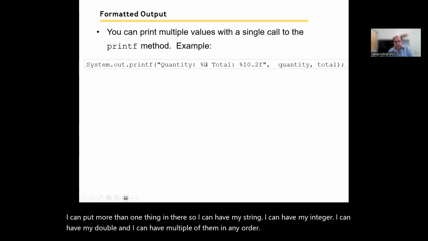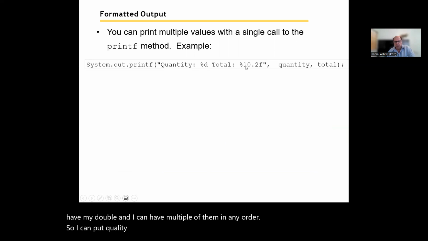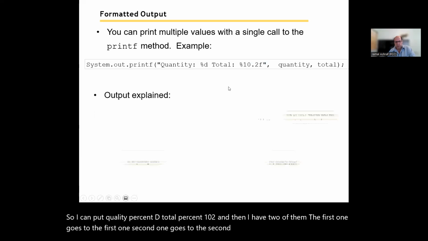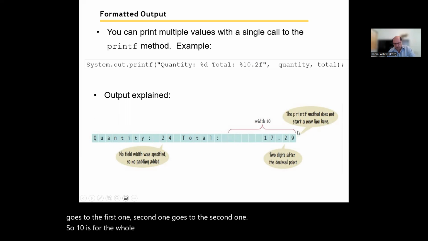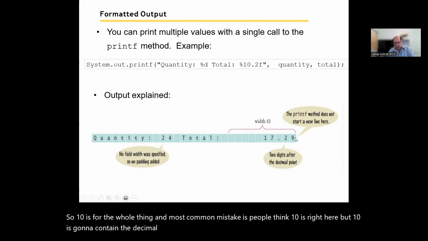So I can put quality %d, total %10.2, and then I have 2 of them. The first one goes to the first one, second one goes to the second. So 10 is for the whole thing. And the most common mistake is people think 10 is right here, but 10 is going to contain the decimal point and the number of decimal digits that we want.